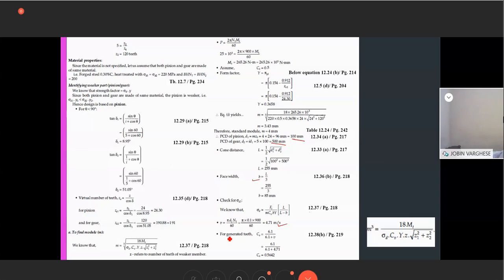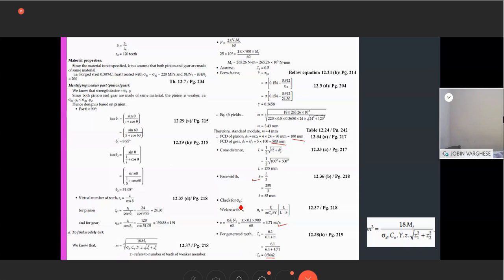Now, for the generated teeth, that is 0.5, which we have assumed somewhere here, we are just making sure whether this comes out the right way. So CV equal to 6.1 by 6.1 plus V, and finally we get 0.5642. If you are not taking 0.5 nearby, the assumption is almost similar. Even if you are not taking it, that will be corrected when we check sigma D.